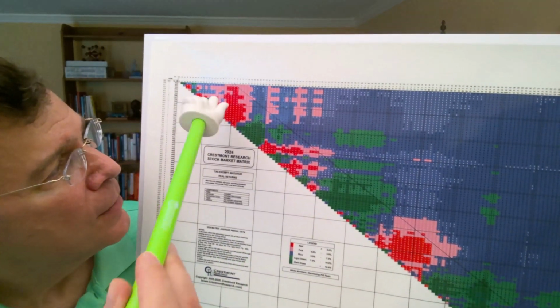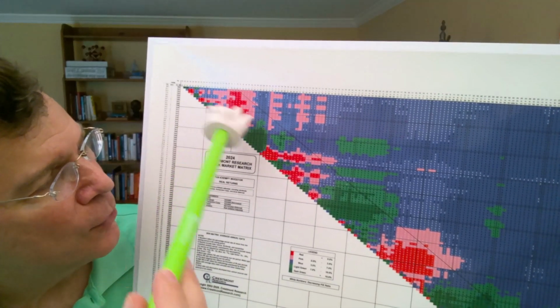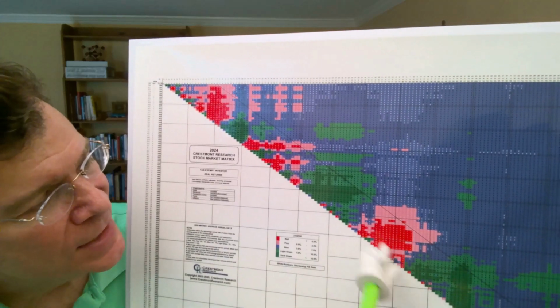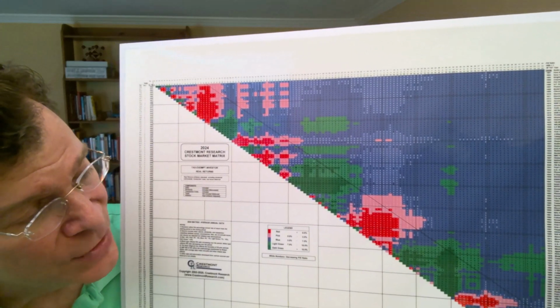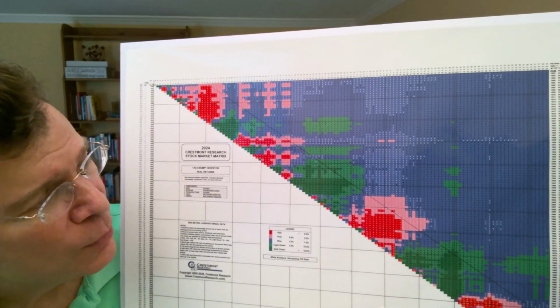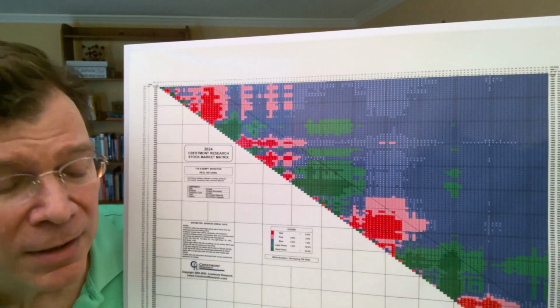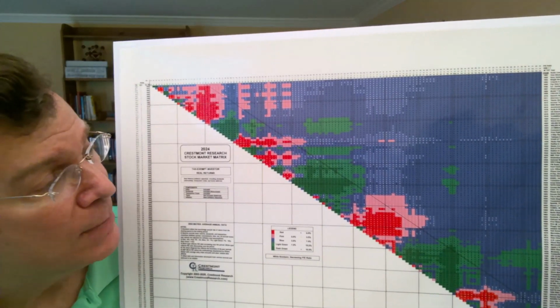The red represents periods when the market was actually losing money. So back in the early 1900s, here's the Great Depression. These are the 1970s. Down here, we've got the dot-com bust and the global financial crisis. Those were periods where for 20 years and sometimes longer, you actually lost money by putting your money in the market and keeping it there.